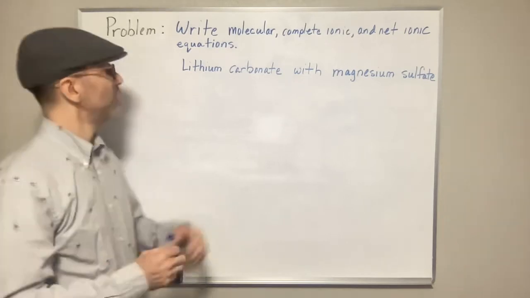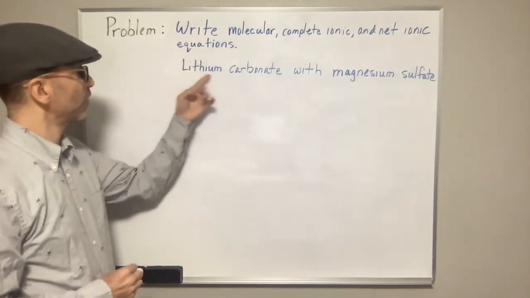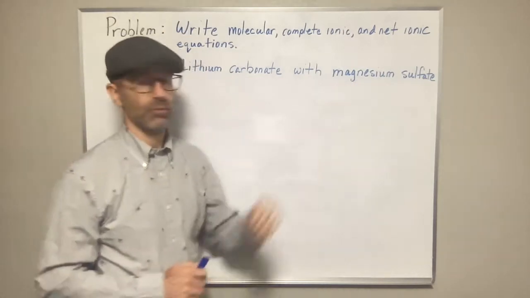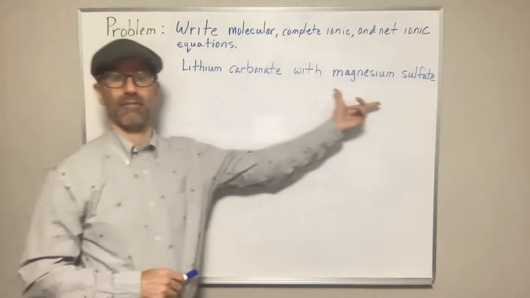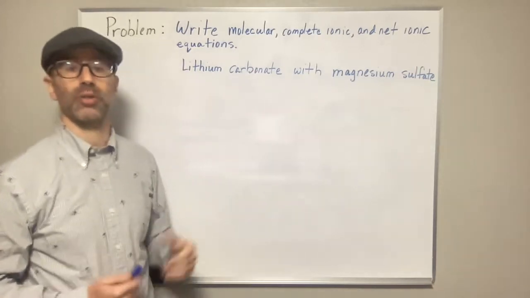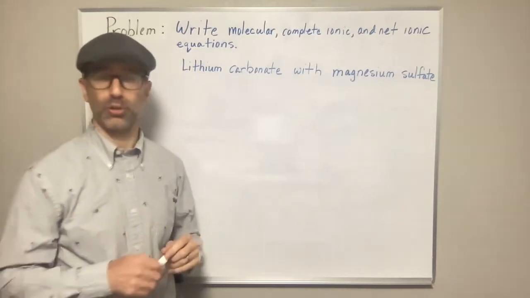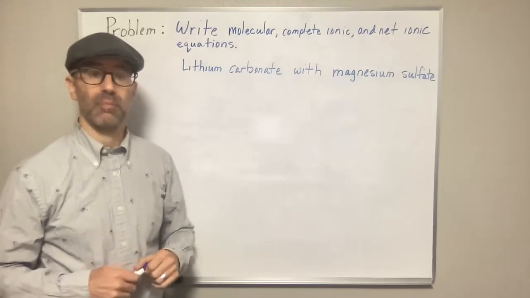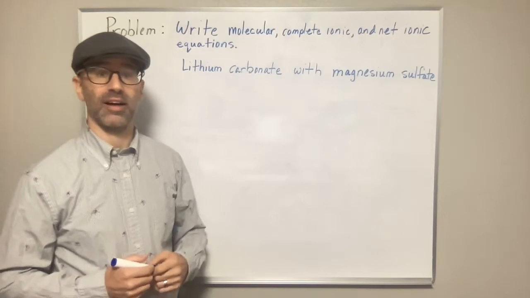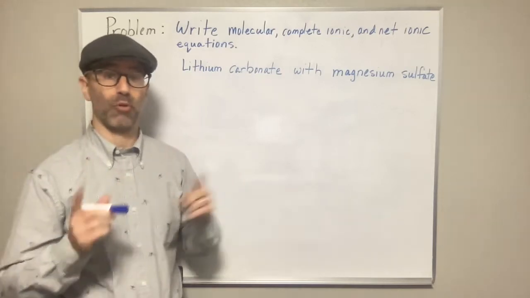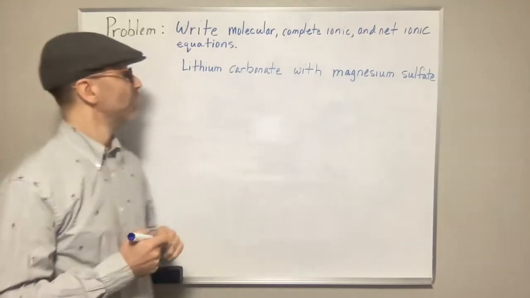So here I have lithium carbonate and magnesium sulfate as my reactants. You'll see here that they have the names written, not the formula. So we need to go from the names to the formula, and you need to know how to do that. If you need help with naming, go to my videos on naming and going back and forth between the names and formulas of compounds.